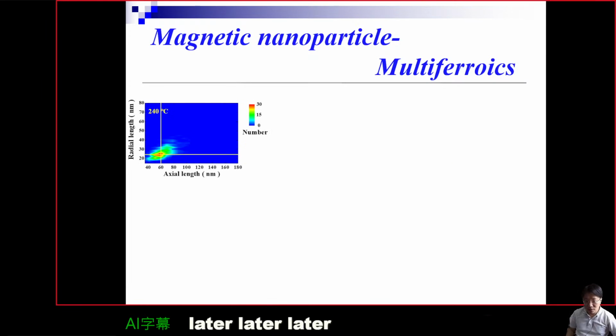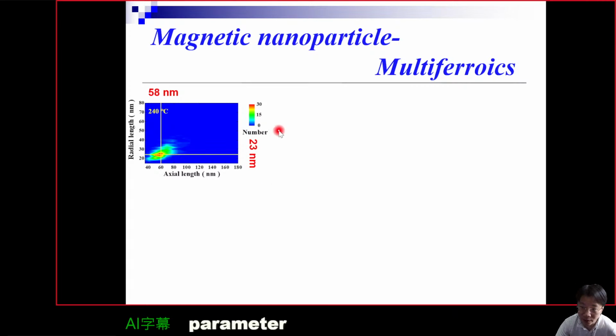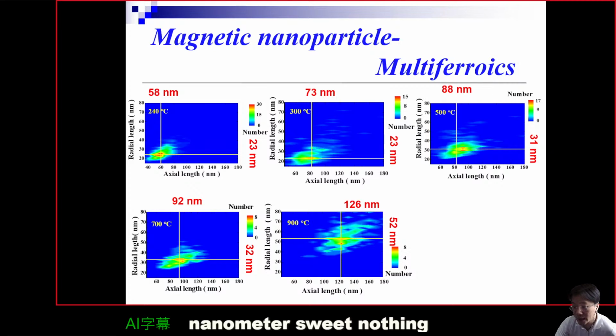Okay, so we can make a statistic to check particle size, because there are a lot of multiferroic nanoparticles inside one TEM image. So we need to make some statistics. The axial length means the longer side, and the radial length means the shorter side. For the 240 degrees Celsius sample, we found its axial length is 58 nanometers, and the radial length is about 23 nanometers. So we can do the similar thing to all kinds of samples.